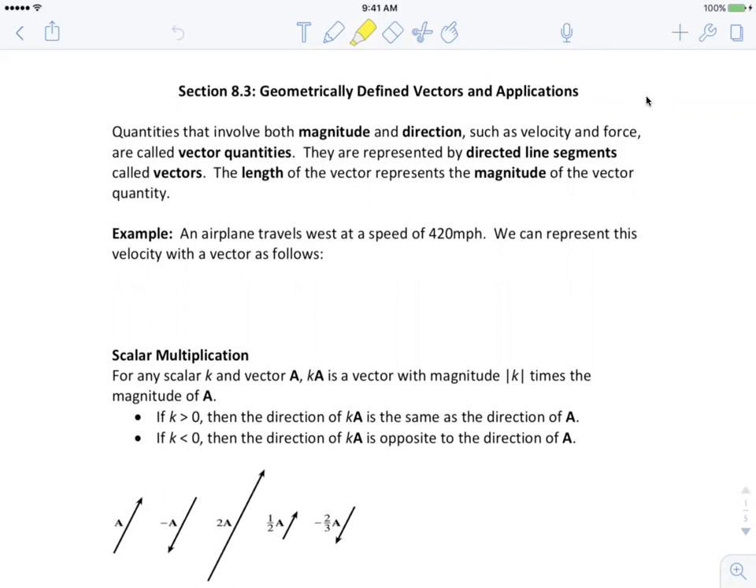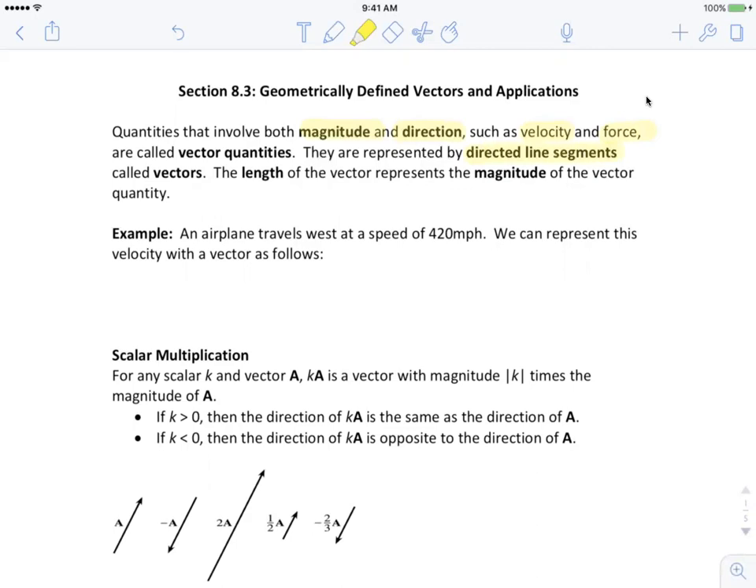So if vectors are new to you, we're just going to start from the ground up here. A vector is a quantity that involves both a magnitude and a direction. So it's two things. Examples are velocity or force or things like that. They're represented by a directed line segment, which we'll look at some examples of.